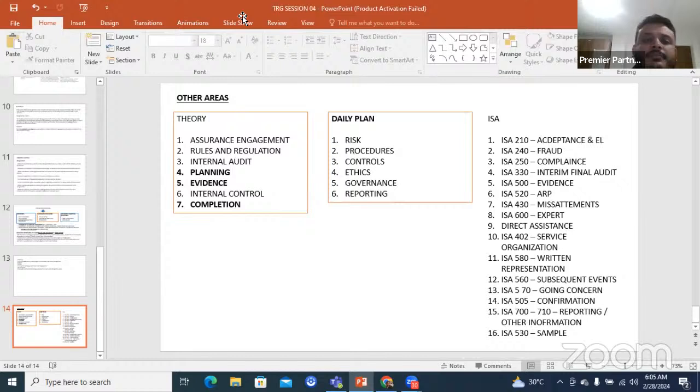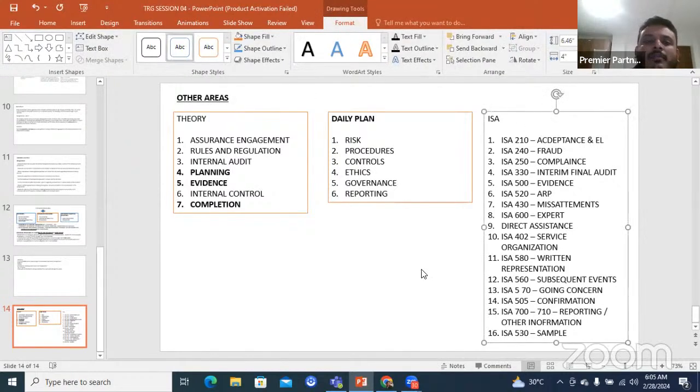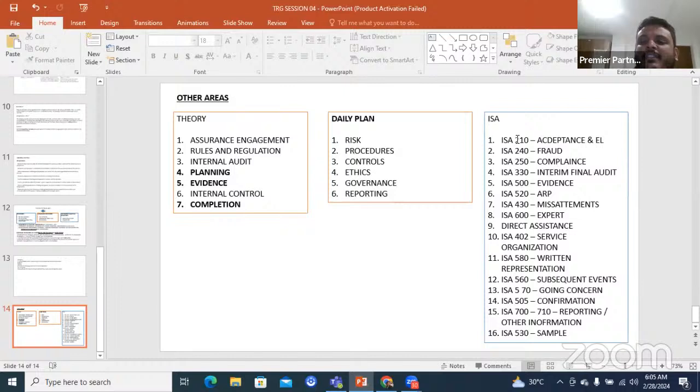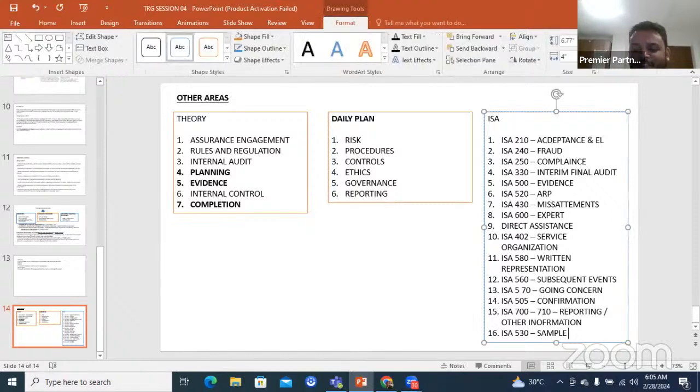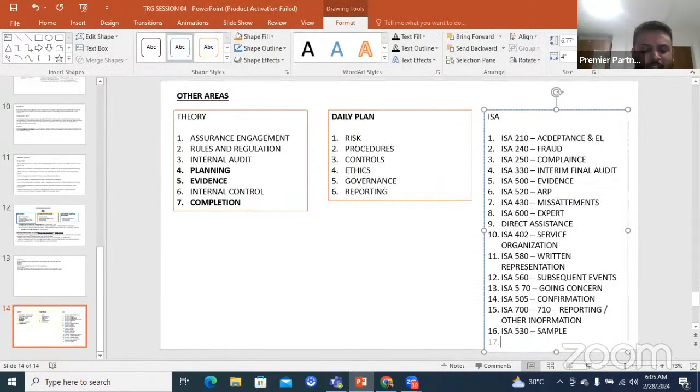Mark these standards. Because most of the students, when they get the standard part, I forgot to mention one, sorry. ISA 320, materiality. When they get the standard part, they take that as a theory question. No, you should write the standard answer. It is important. Okay. So write down these things.